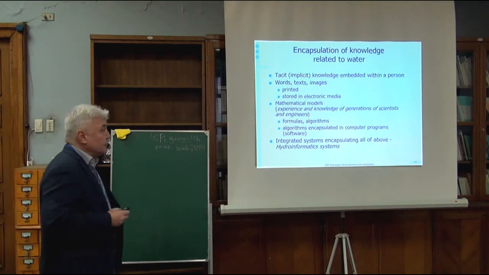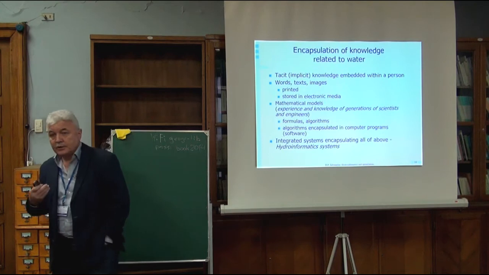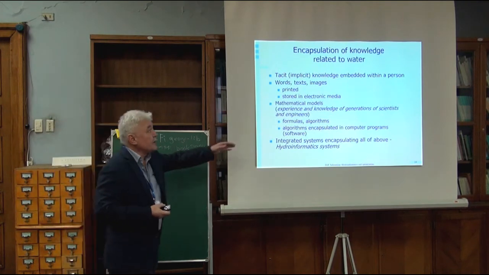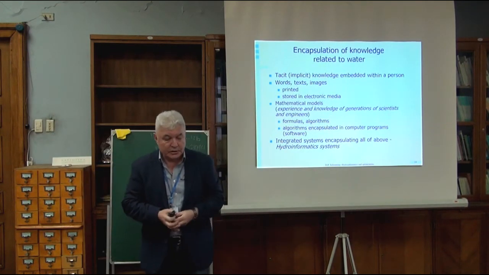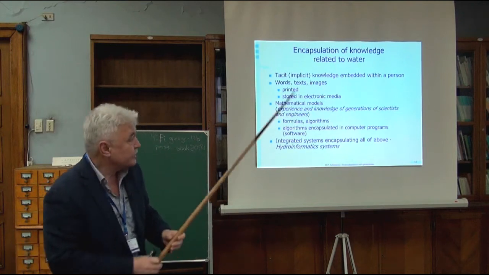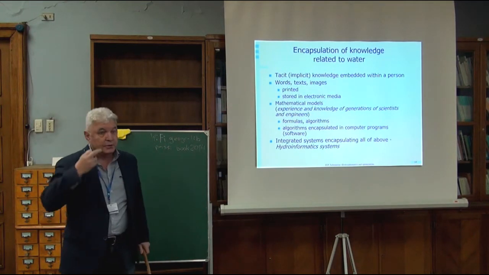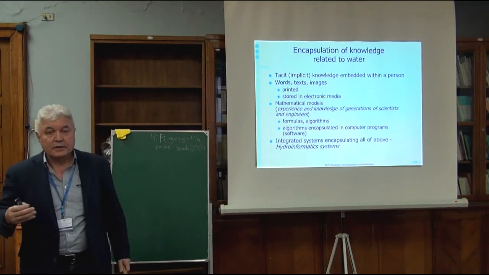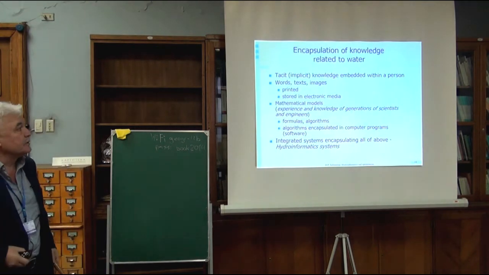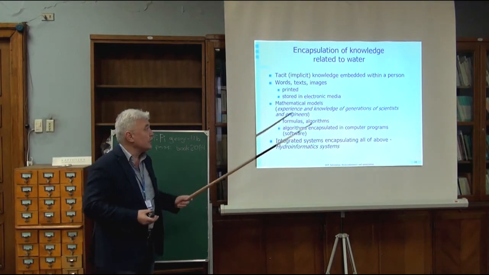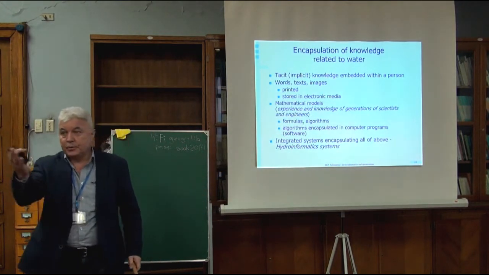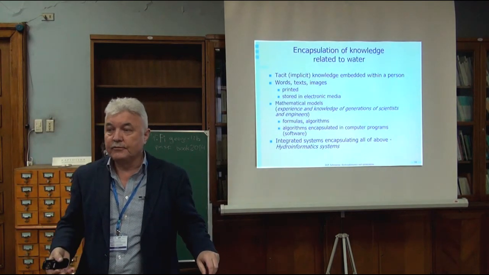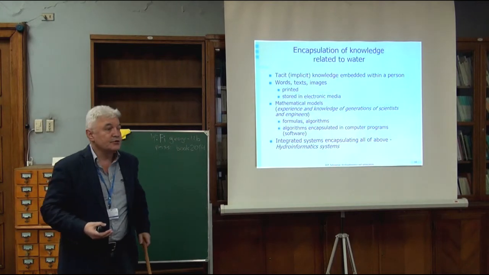It would maybe be useful to think about the following, that we are speaking of encapsulation of knowledge related to water. So the first type of knowledge is tacit or implicit knowledge, embedded within the person, so it's what is between your ears, все, что вы знаете. There is also knowledge which is already encapsulated in words, in books, in papers, and everything else. And very often now it's in electronic media. We just discussed that probably nobody reads these books because most of the material nowadays is in electronic form. So the role of libraries even is changing.